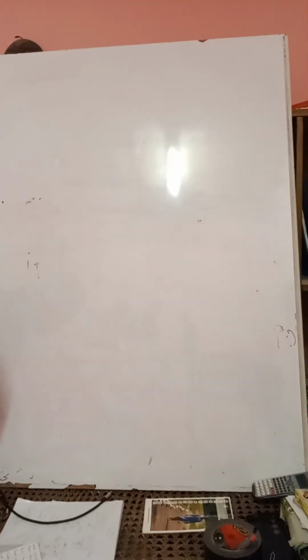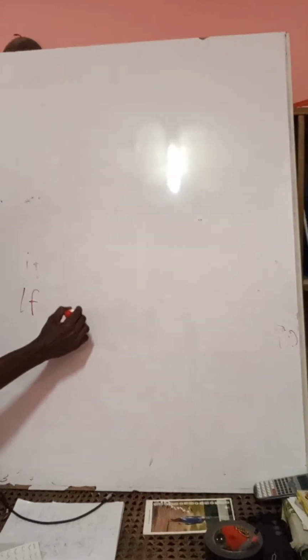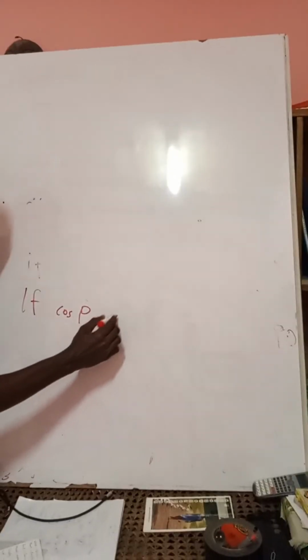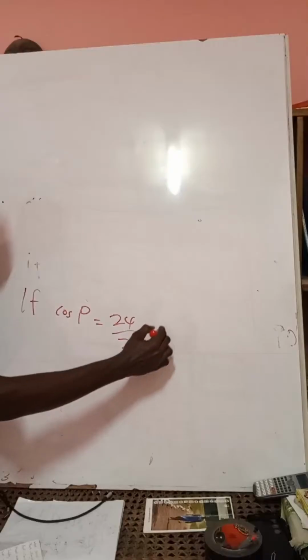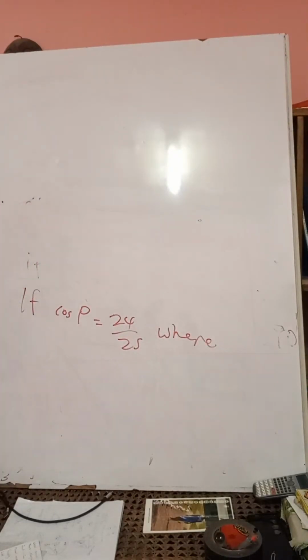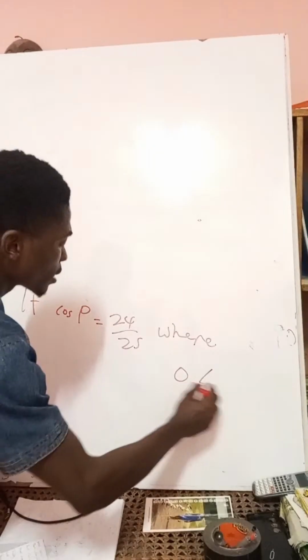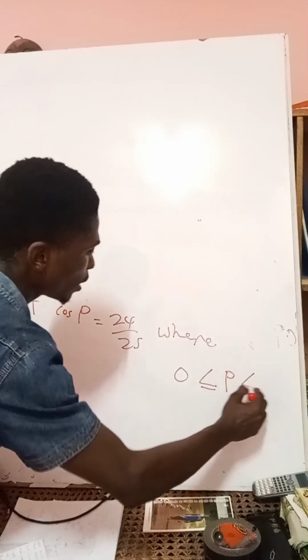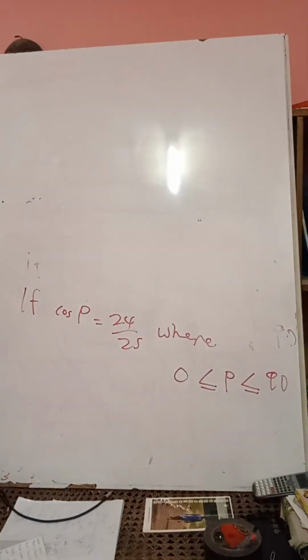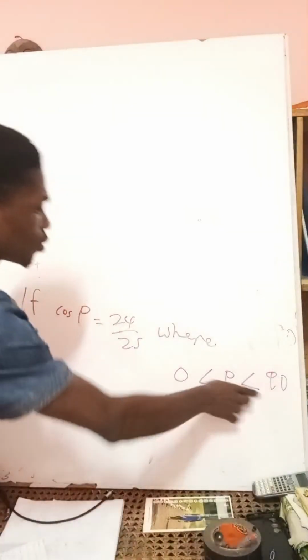Now, if cos P equals 24 out of 25, where 0 is less than P and P is less than 90, which means that it's an acute angle. Sorry, this is less than, there's no bar on it.